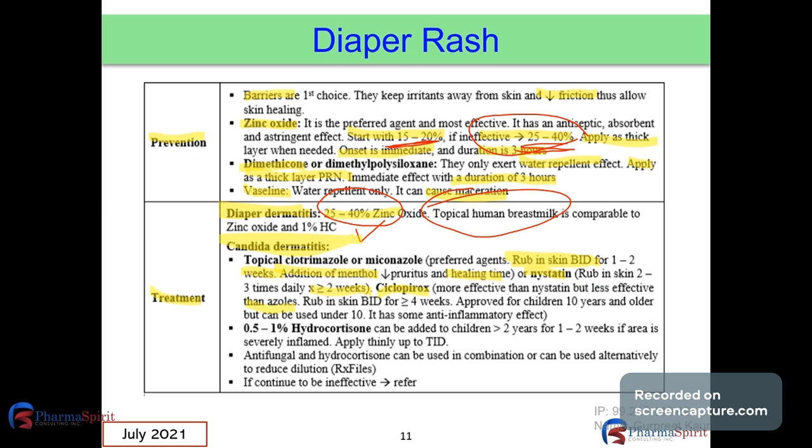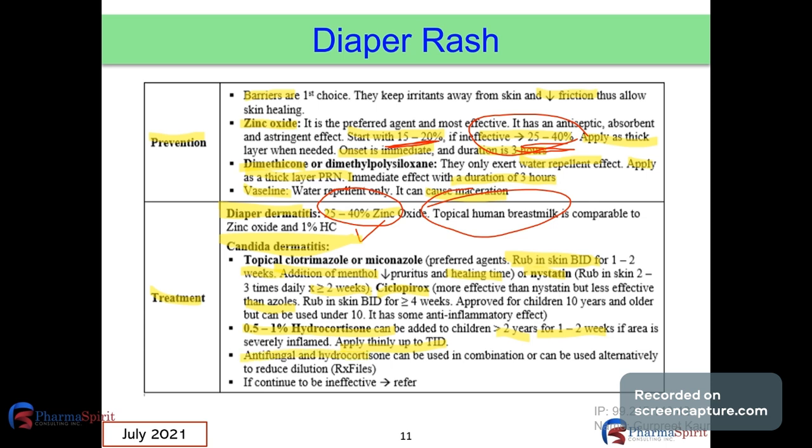Sometimes when we are treating candida dermatitis, we need to add some hydrocortisone. 0.5 to 1% hydrocortisone can be used in children more than 2 years of age for 1 to 2 weeks. When do we use the hydrocortisone? If the area is severely inflamed. So hydrocortisone is not something we always use in candida dermatitis, but if there is severe inflammation, we may use hydrocortisone along with the antifungal to reduce the inflammation. And we need to apply thinly up to 3 times a day.